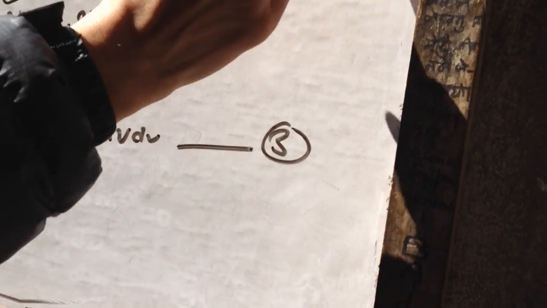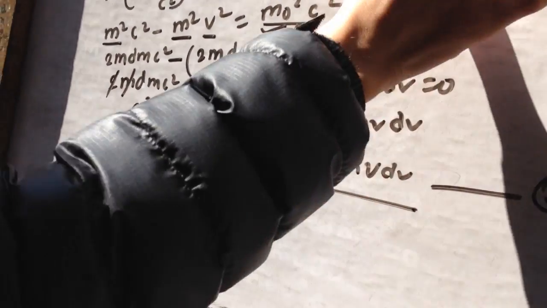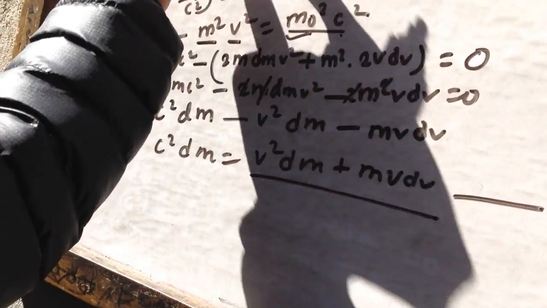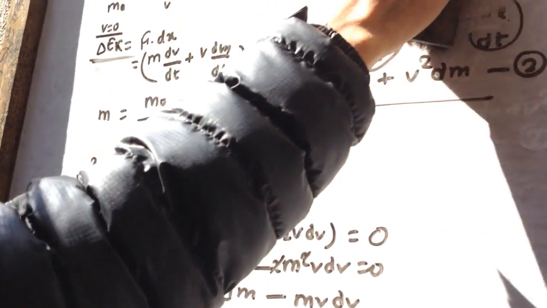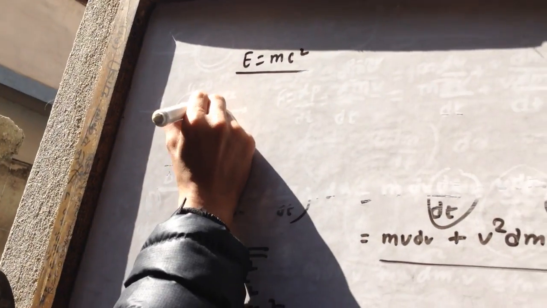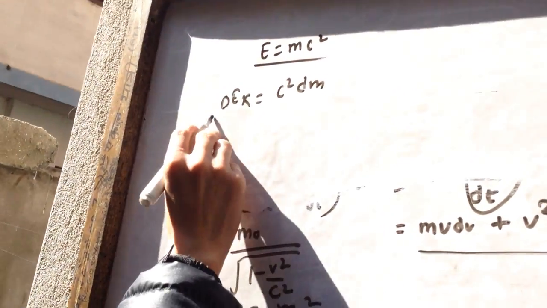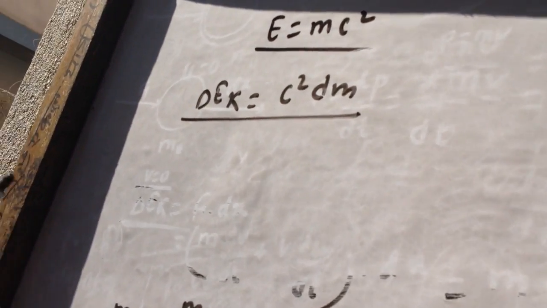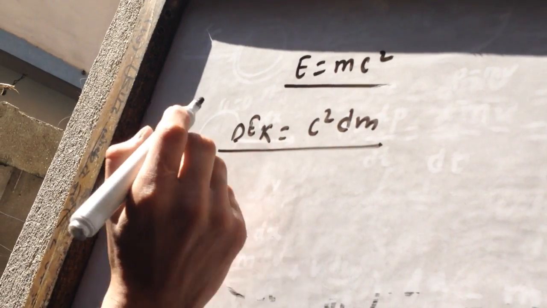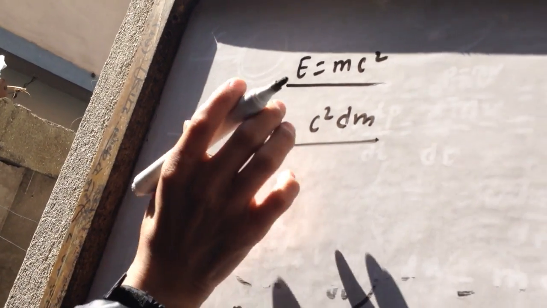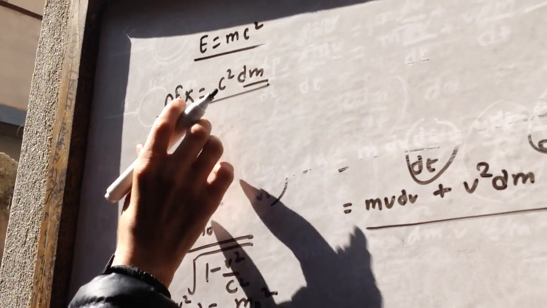Now the right-hand sides of equation 2 and equation 3 are equal, so we can equate these two quantities and write del Ek is equal to c square dm. So the change in kinetic energy is equal to c square dm. The next step is to determine the total energy, which we do by integrating del Ek and dm. For the integration we have to look at the two limits, the lower limit and the upper limit.